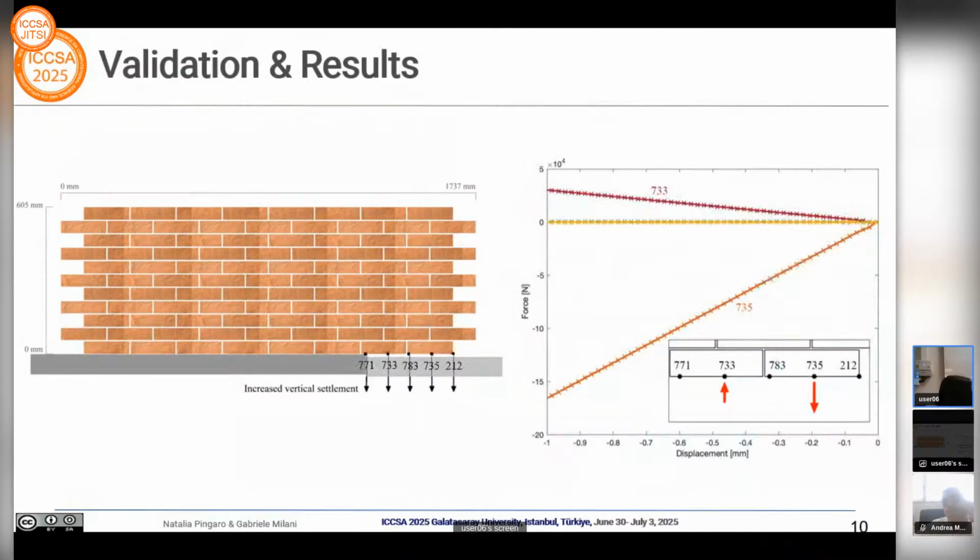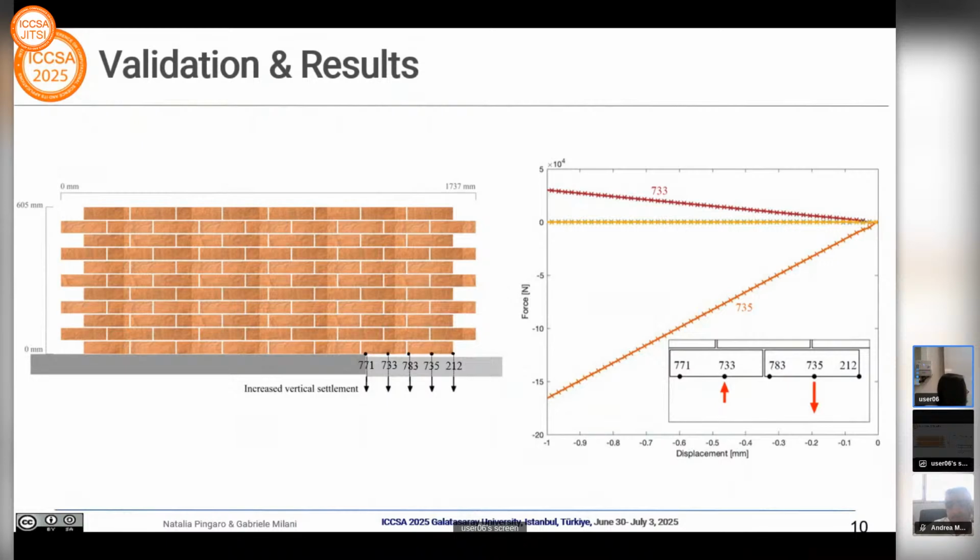And before, I would like to tell you that in nodes 771, 733, 783, 735, and 212 are those where the unit displacements are applied. And if you notice the chart, it is interesting to notice that the reaction forces found for nodes 771, 783, and 212 are close to zero and overlap almost at the origin, if you can notice in the chart.